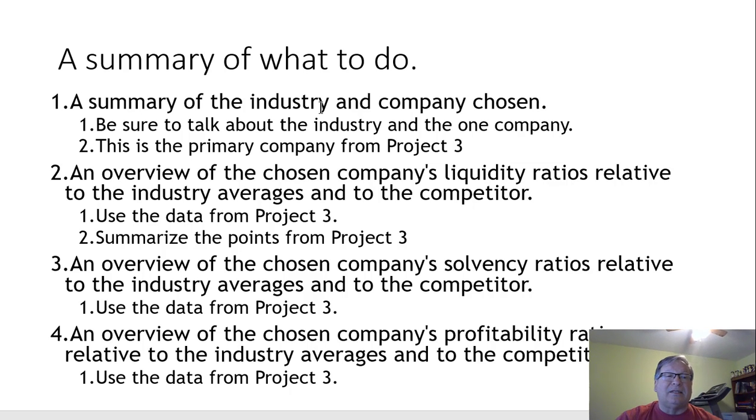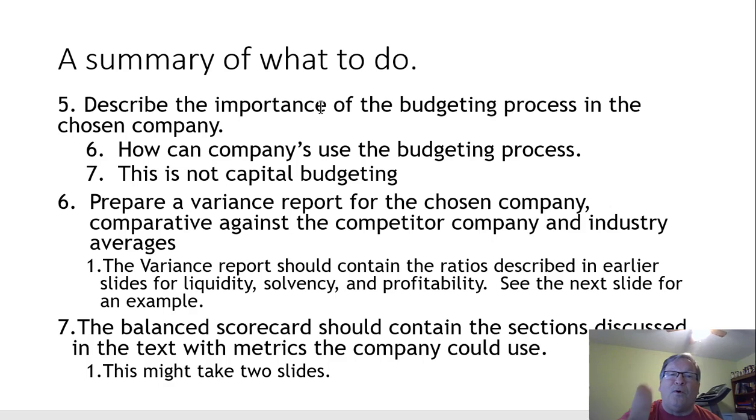So what do you do next? 1 through 4. Each one of these line items here should probably have at least one slide. You're going to talk about the budgeting process. Now, this will become clear when we get there, but this is not capital budgeting. This is the budgeting and planning for operations. You're going to provide something called a variance report. I'll talk about that in a second. And the 7th thing you'll do here is you're going to do a balanced scorecard.